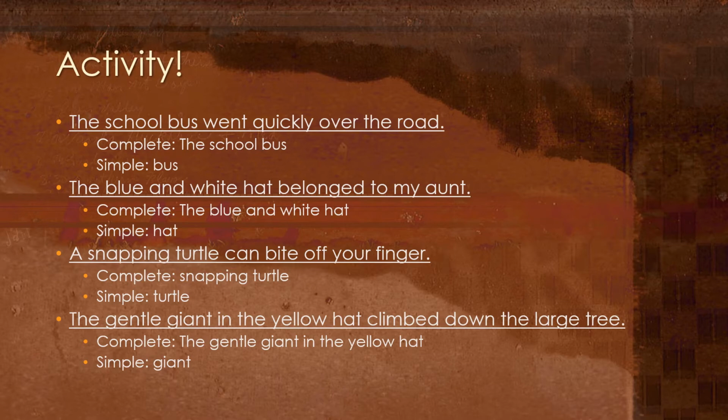So again, just to briefly review the two types of subjects that we have. The complete subject, which is the noun plus any adjectives, and then the simple subject, which is the noun by itself. Okay, and remember, the subject in this case is whatever noun in the sentence is performing an action. Okay, sometimes it's one thing, sometimes, as we'll see in a future lesson, it'll be more than one thing, but we'll cross that bridge when we get to it.